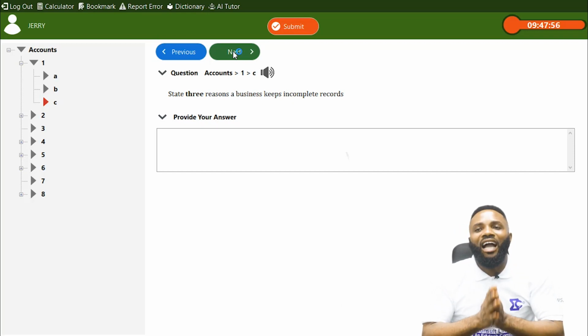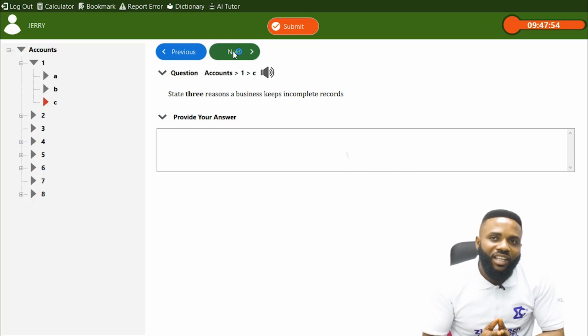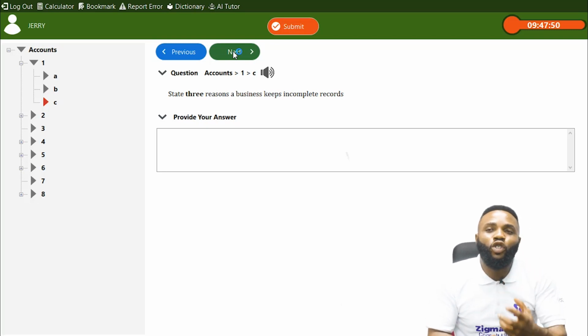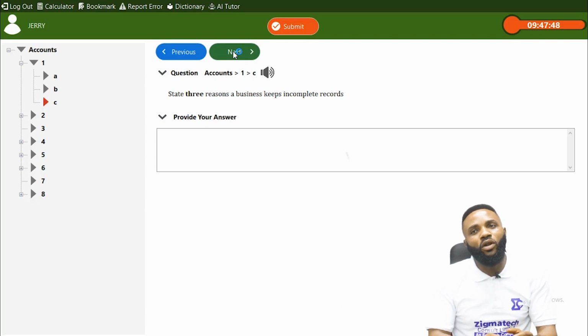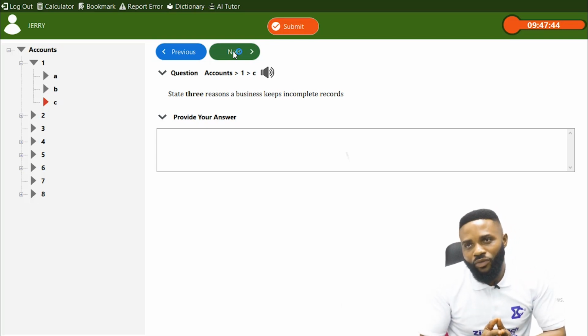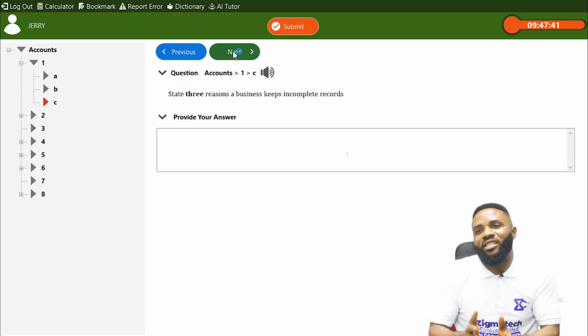Number one, lack of resources. If the business does not have the necessary resources to maintain the double entry principle, they may want to fall back to incomplete records, or what we call single entry.